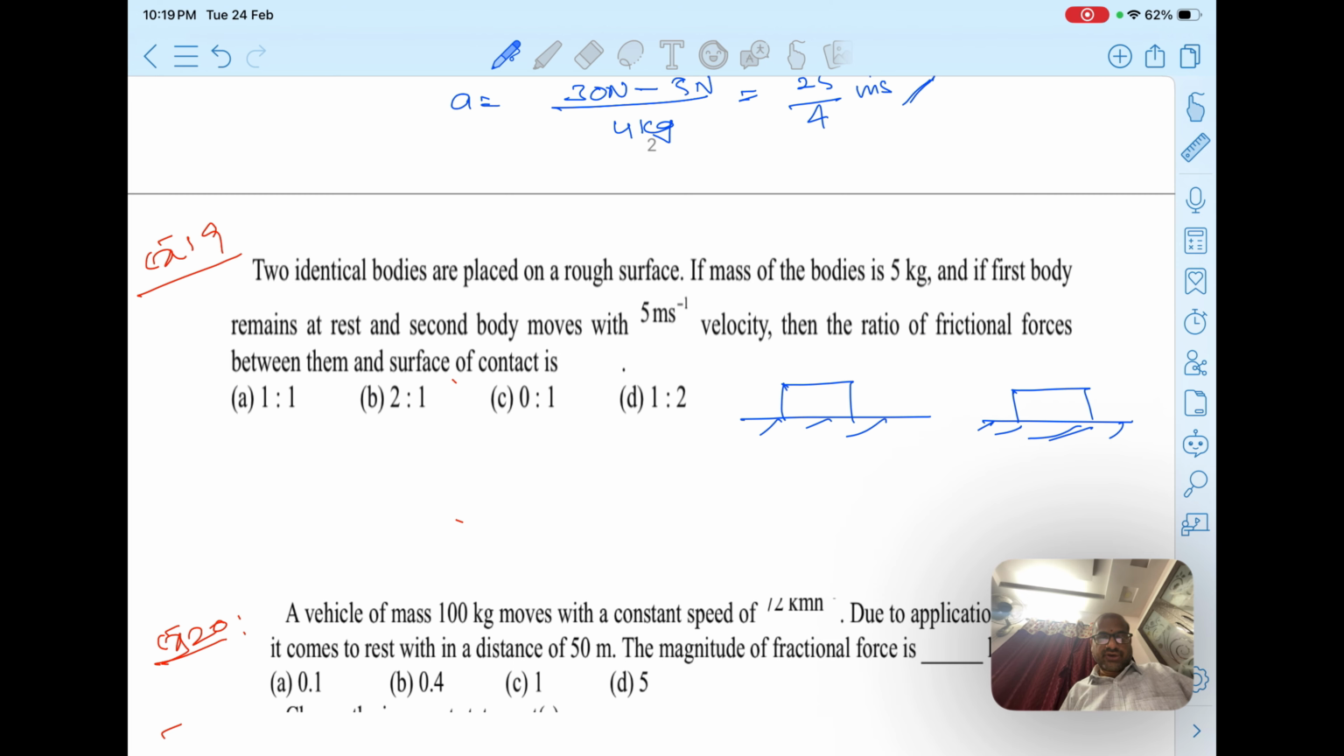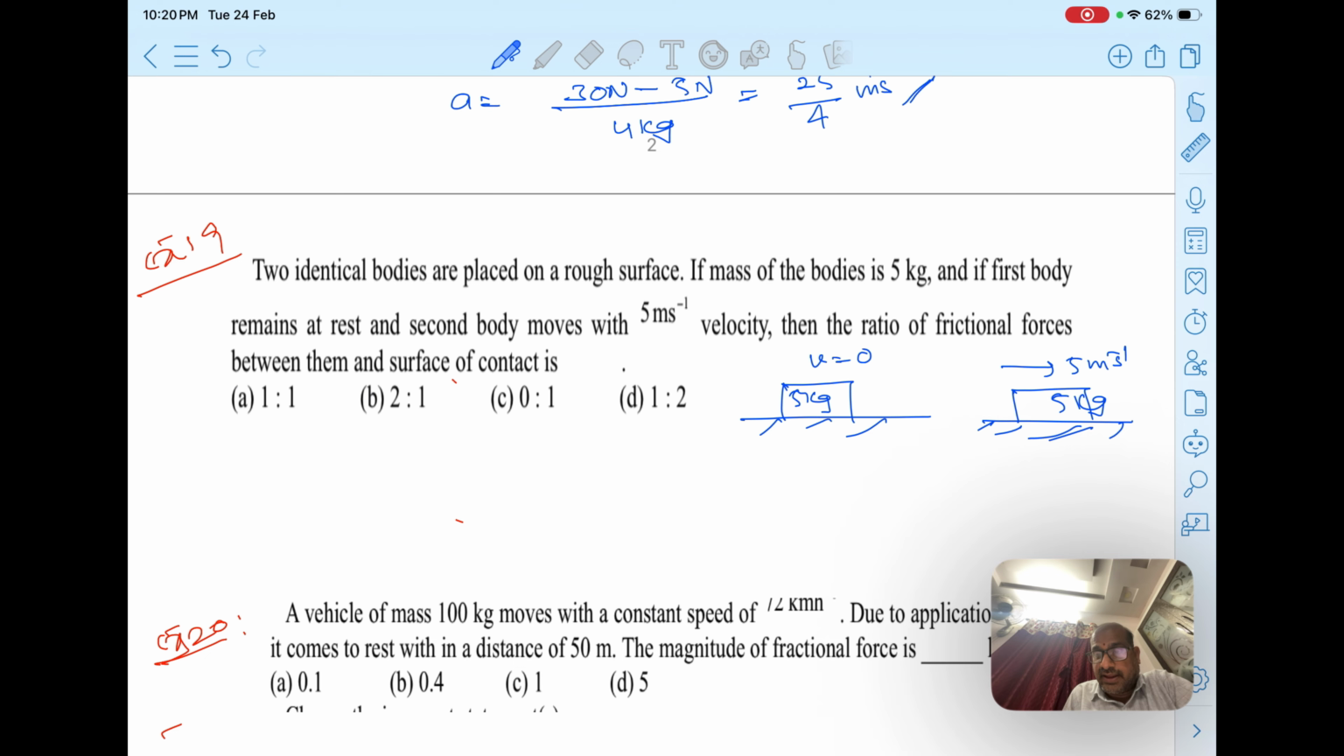Okay, two identical bodies are placed on a rough surface. If the mass of the bodies is 5 kg, no issue, 5 kg. If the first body remains at rest, not moving, velocity is 0. Second body moves with a velocity of 5 meter per second. Okay, so bodies are identical, they are placed on rough surfaces, they may be different. Okay, yeah. Ratio of frictional force between them and surface of contact.